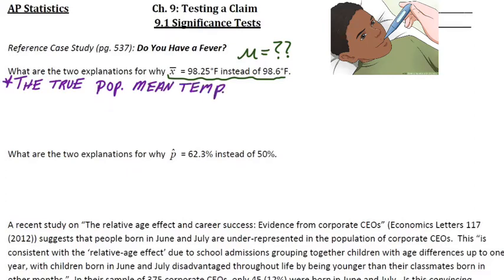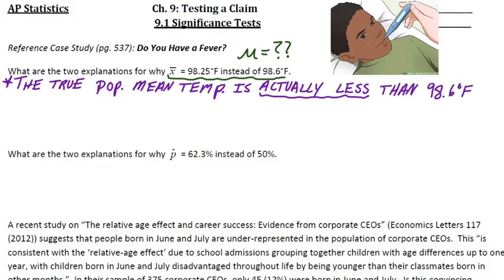The first one is the true population mean temperature is actually less than 98.6 degrees Fahrenheit. So some people might say, why else would we get a sample mean this low from a group that was that big, right? You saw the dot plot. If the true population mean wasn't actually just less than 98.6 degrees Fahrenheit. I don't know what it is exactly, but it looks like we have evidence that it might be less.